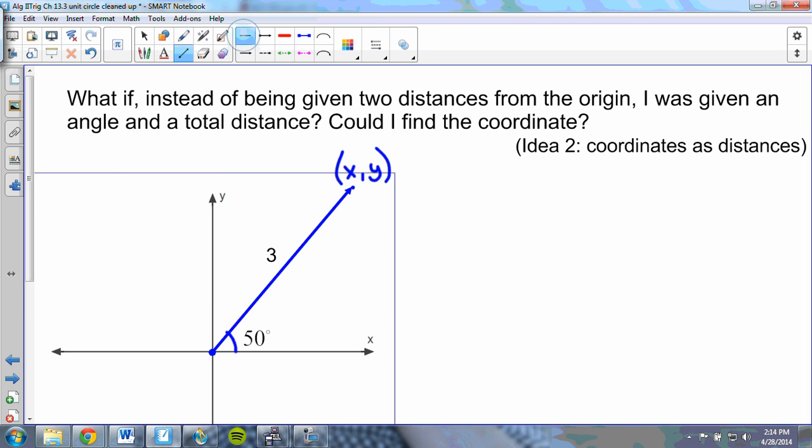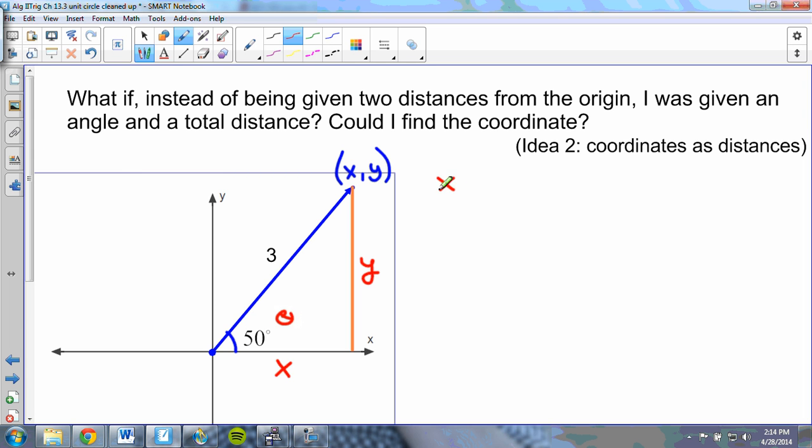Well, we're doing trig, so I'm going to draw a triangle. And the triangle is going to go to the x-axis. It's always going to the x-axis. So this angle here, this is my new theta. My theta is now 50 degrees. I want to find this side length x and this side length y.